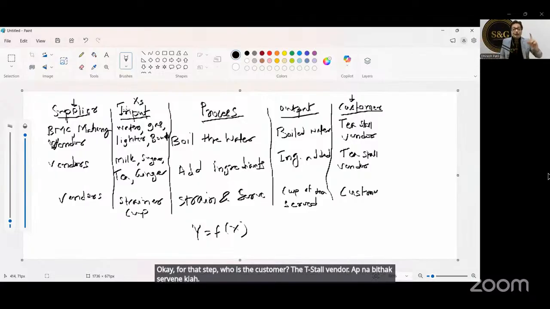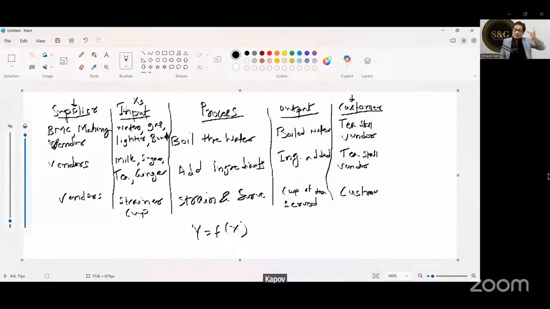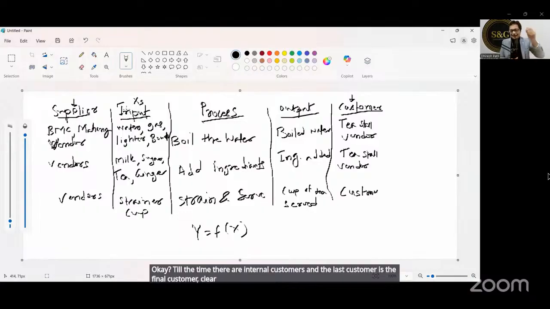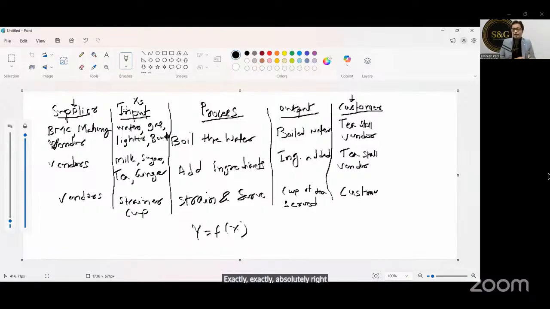Right? Clear? When will you serve? At the end, when the tea is made after boiling, then you will serve it to the customer. Then the customer becomes the actual consumer. Till then there are internal customers, and the last customer is the final customer. Clear? Exactly. Absolutely right. Very nicely summarized, Abhishek ji. And SIPOC is clear, everybody? Just give me yes in the chat box. SIPOC clear?